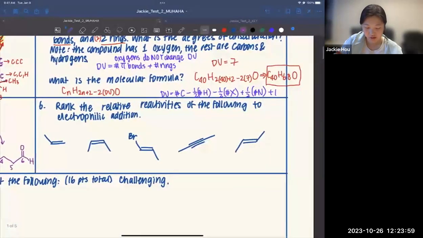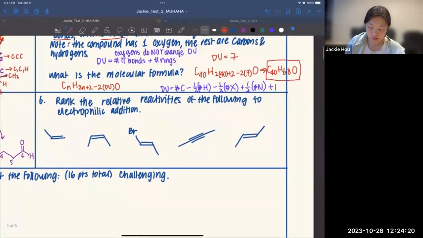Okay, ranking relative reactivities. So we briefly touched this in class, but this is something pretty important to know, and especially later in test 3, this will definitely be heavily tested on. So it's really good that you guys get exposure to this right now. He does like to do ranking sorts of questions, as you guys probably saw on test 1.